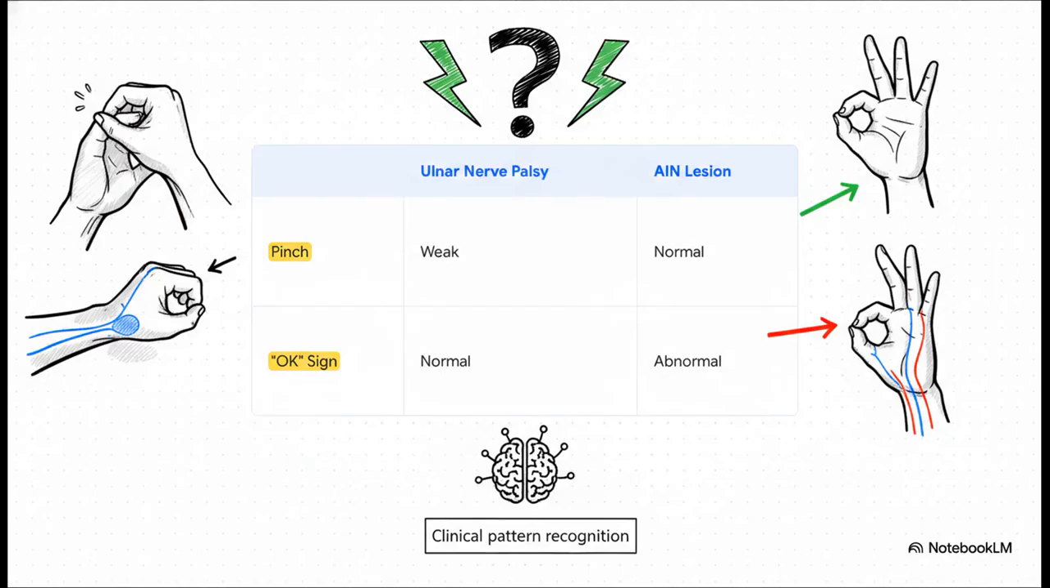This is a classic ulnar nerve palsy. See, that pinch strength you need comes from a muscle called the adductor pollicis, and that muscle gets its juice from the ulnar nerve. Making that okay sign, though, relies on the anterior interosseous nerve, the AIN, which is actually a branch of the median nerve. So the clinical pearl here is all about telling these two apart. A weak pinch with a normal okay sign, you're thinking ulnar nerve. An abnormal okay sign, then your suspicion should shift over to the AIN.